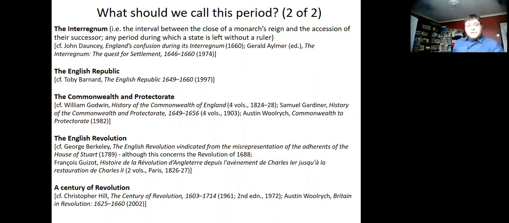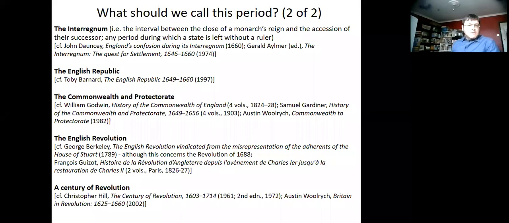Well, contemporaries didn't use the term. In fact, looking back, the earliest example I found of an English revolution is of 1789. The date is very significant because that, of course, is the year of the French Revolution. And in this instance, the English revolution that George Berkeley had in mind was not the events of the period we're discussing today from 1641 to 1660, but rather the sometimes called Glorious Revolution of 1688. In fact, it takes a Frenchman, François Guizot, to popularize the idea of an English revolution, as he did in a two-volume study published in 1826-7.